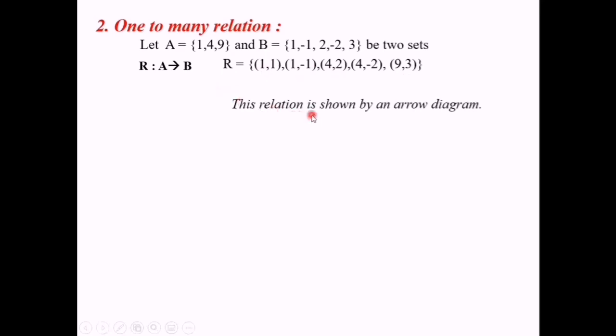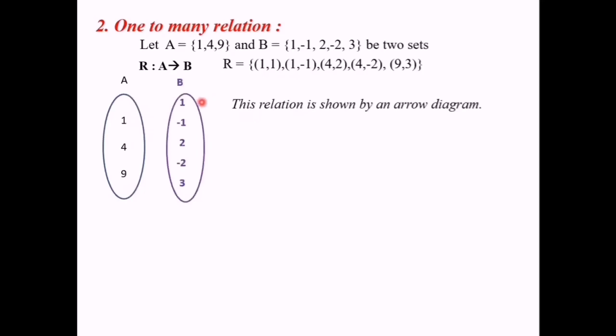This relation is shown by an arrow diagram here. A: 1, 4, 9 and B here: 1, minus 1, 2, minus 2, 3. Relation is from set A to B. (1, 1) ordered pair, representing it by an arrow here, (1, 1), (1, minus 1), another ordered pair. The third one (4, 2), (4, minus 2) and the last one (9, 3). All the ordered pairs here are shown by arrows here.